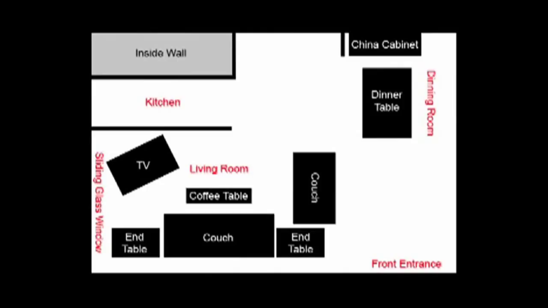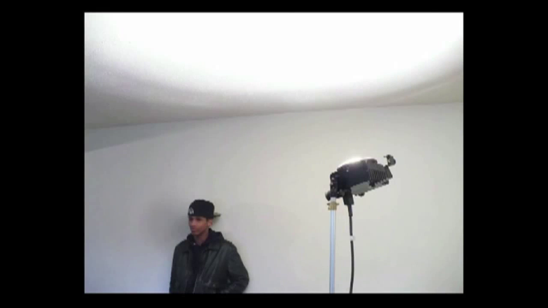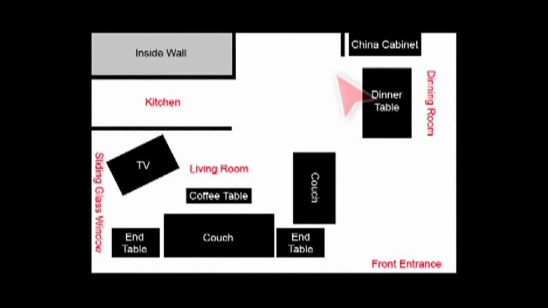Now setup 1. What we did to achieve this look is we placed our key lighting here, our fill light here, and our natural light from our window was coming through from this direction. This light was reflected off the ceiling and our other light was pointed directly at our subject, and we diffused this light exactly like what you see here.